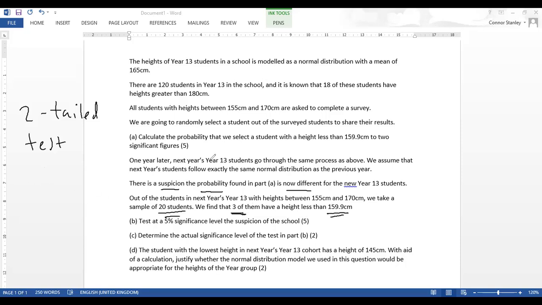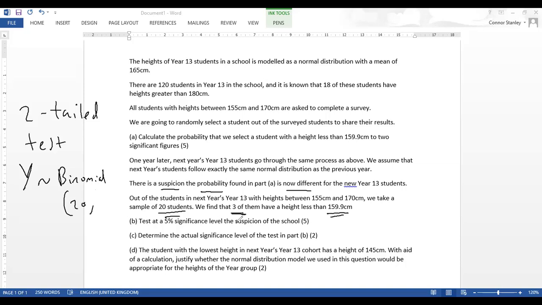So I used the letter X in part A, so I'm going to use a different letter now. I'm going to use Y. So assuming the previous year's distribution is the same as next year's distribution, then Y is a binomial distribution. And what's our n value going to be? So we've got a sample of 20 students, and we've got a probability of success.